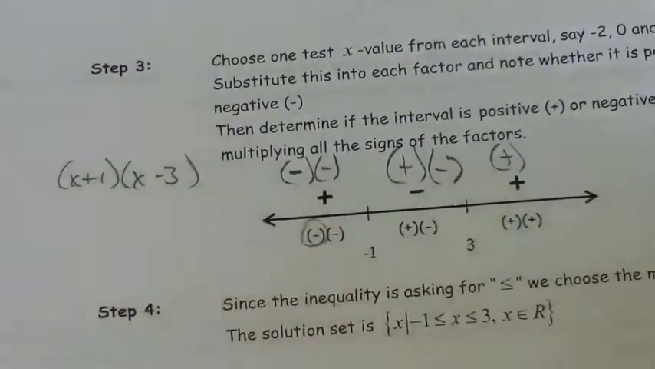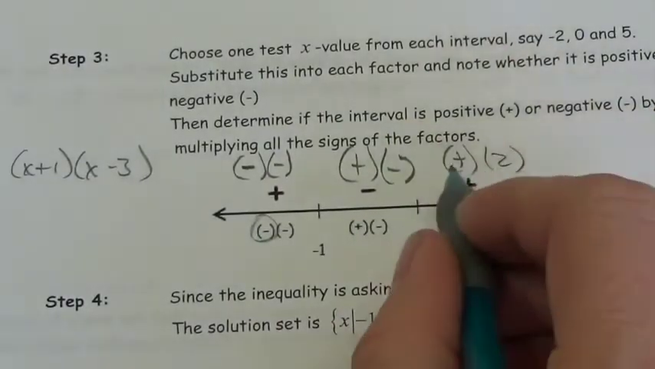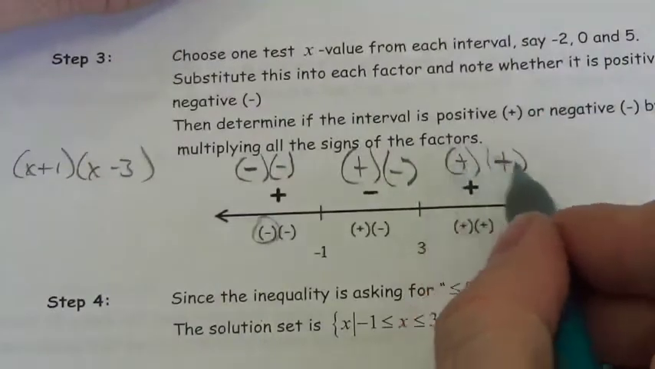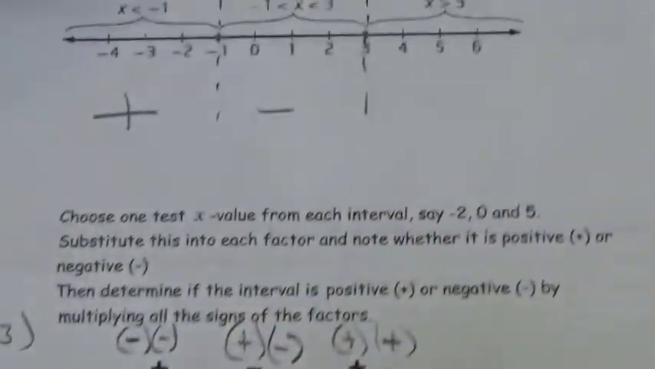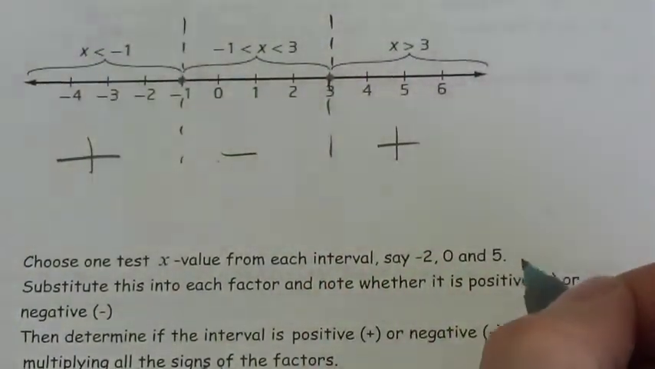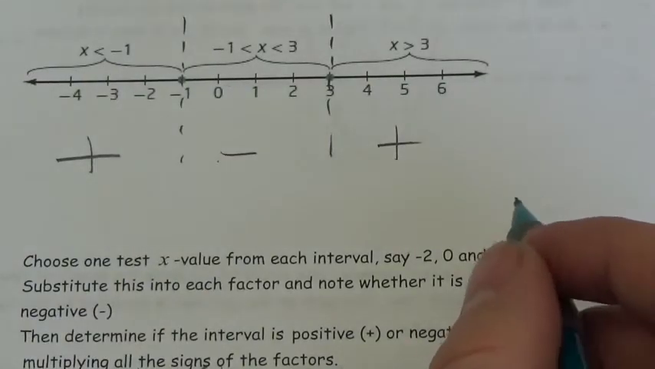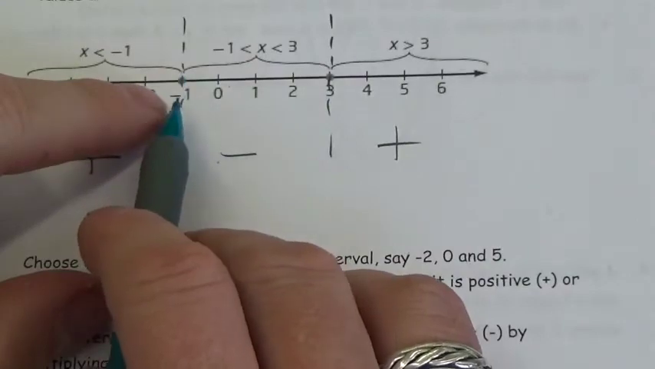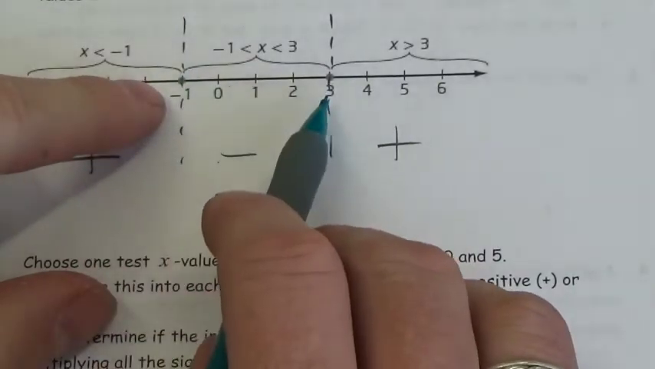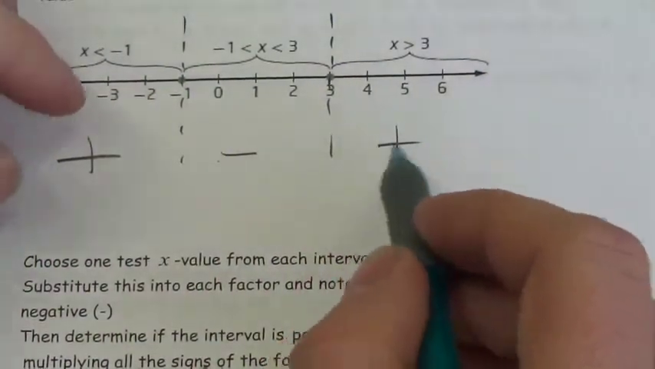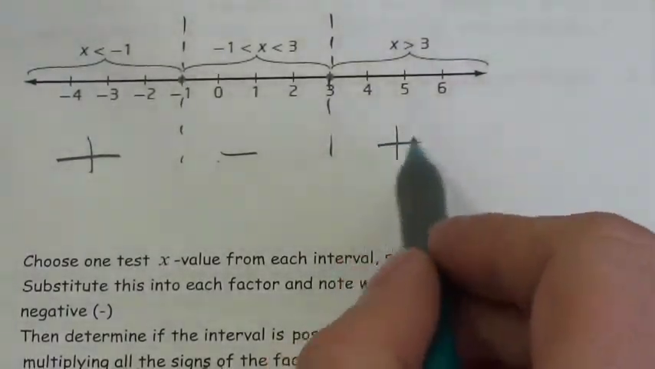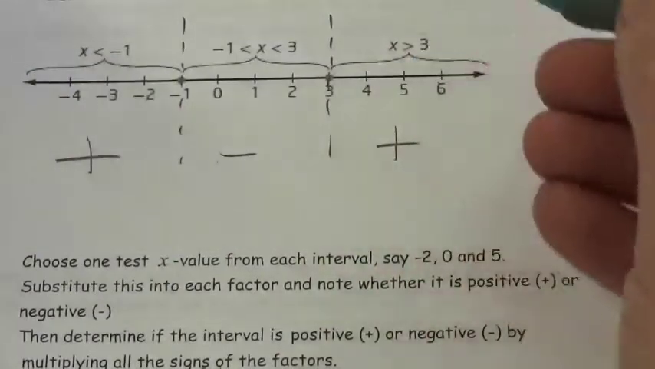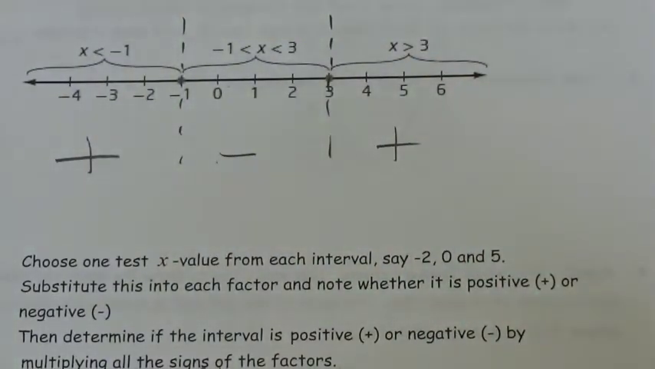5 minus 3 is 2. That is also a positive. Positive. When you multiply a positive by a positive, you get positive. So every value out there is going to be a positive. The only places where the function goes to 0 was at negative 1 and at 3. So wherever else it is, if it's positive once in this interval, it's positive everywhere, because no place else does the graph ever go back down through 0.